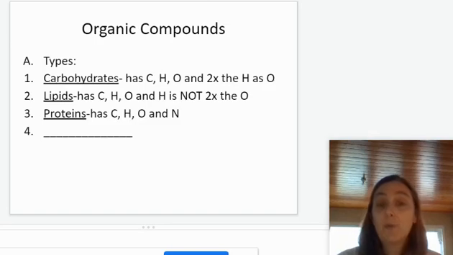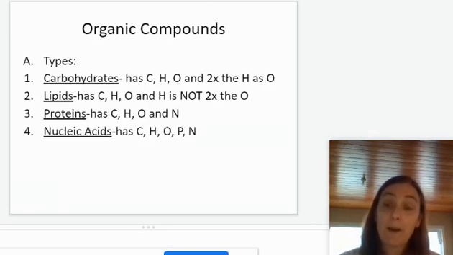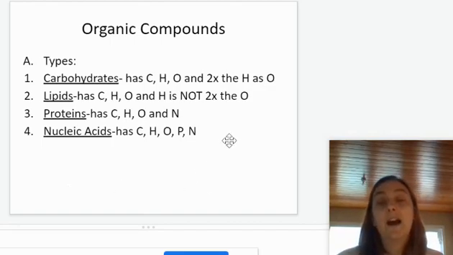The last group we won't talk about in this chapter. We're going to talk about it later in the year. They're called nucleic acids: DNA, RNA, your genes, the way you keep information about how to make you. That's all in nucleic acids. But we won't be talking about them much this chapter at all.